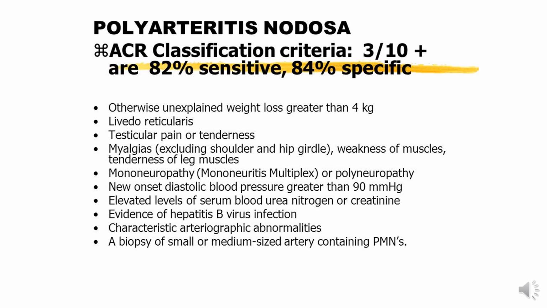New onset diastolic blood pressure greater than 90 mmHg. Evidence of hepatitis B virus infection. Characteristic arteriographic abnormalities. A biopsy of a small or medium-sized artery containing polymorphonuclear cells. The presence of 3 or more criteria was sensitive, 82%, and specific, 84%, for the diagnosis of polyarteritis nodosa.